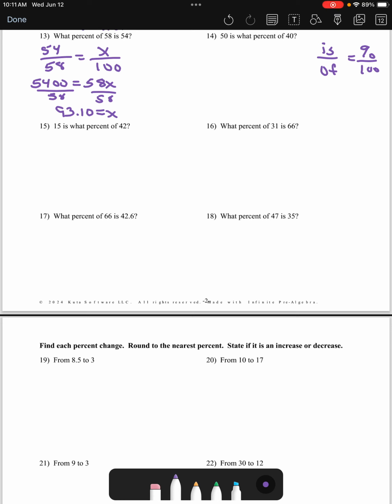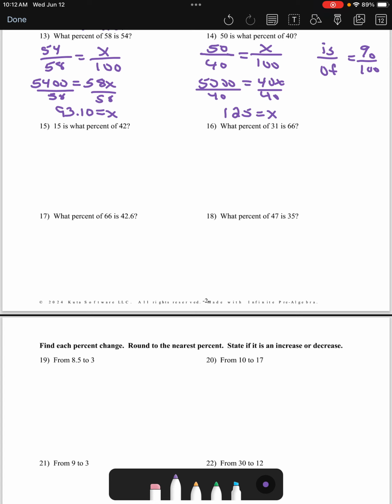Number 14. So get our setup here. 50 is what percent of 40? Cross products are 5,000 and 40x. When we divide both sides of this by 40, we actually get a nice, neat whole number. 125 equals x.